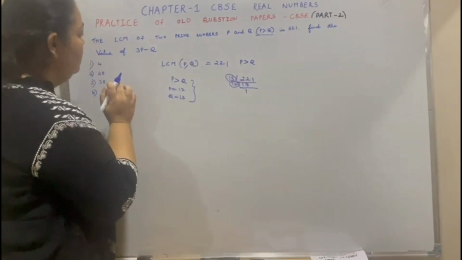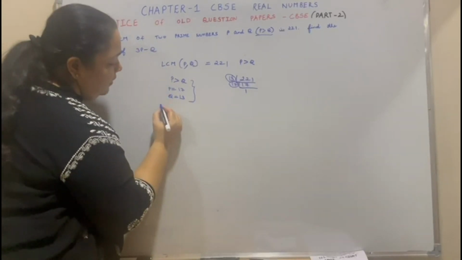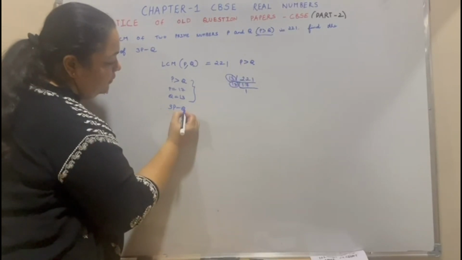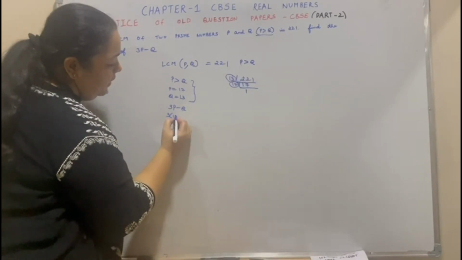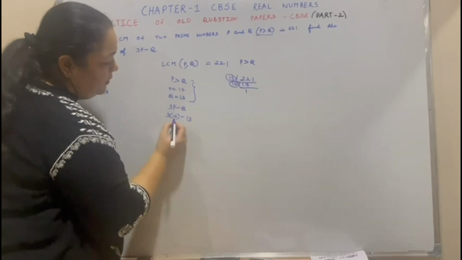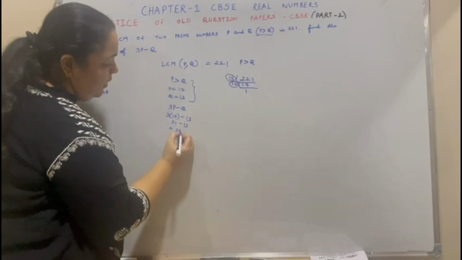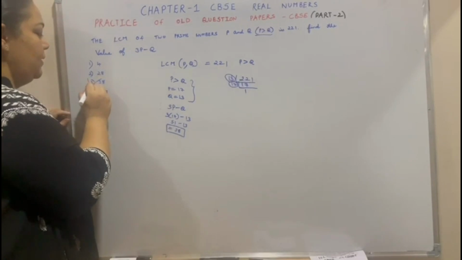Now we have to find the value of 3p minus q. This is the question. So how will you find it? 3 into 17 minus 13. 3 into 17 is 51, minus 13 is equal to 38. So 38 is the answer. Okay, 38 is the answer.